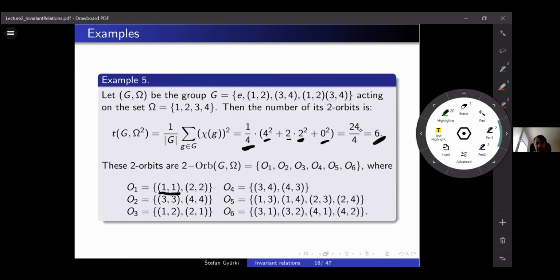Maybe a little bit more interesting cases are the 5th and the 6th orbit. For example, if I am taking the pair (3,1), then of course it is fixed by the identity. The element (1 2) maps 3 to 3 and 1 to 2, so I am obtaining this element. The transposition (3 4) sends 3 to 4 and fixes 1, so I am obtaining this pair, and so on. And the last element maps (3,1) to (4,2). So after a while, I'm able to find all the 2-orbits of this quite small group.